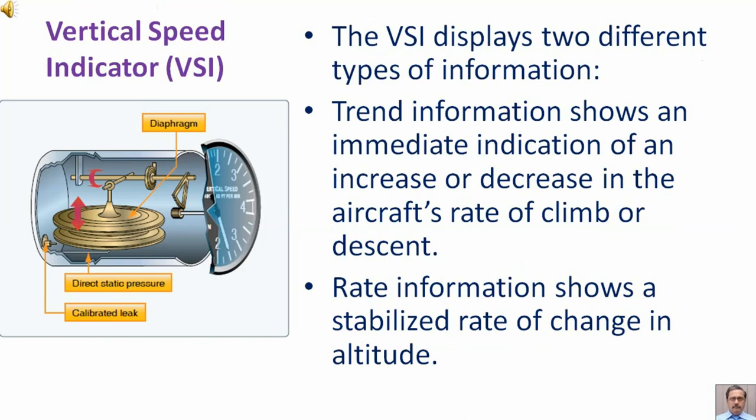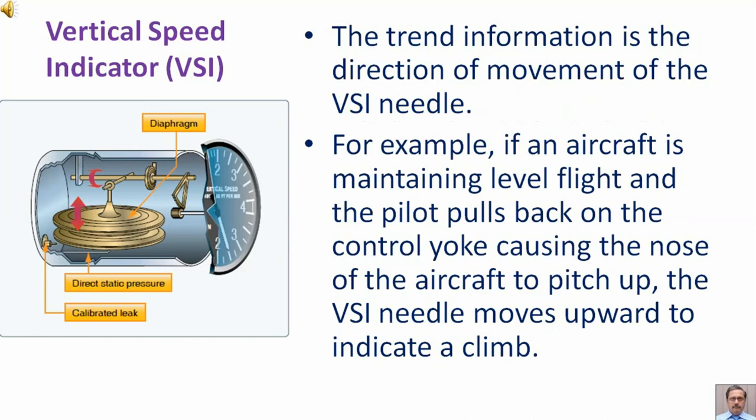The VSI displays two different types of information. Trend information shows an immediate indication of an increase or decrease in the aircraft's rate of climb or descent. Rate information shows a stabilized rate of change in altitude. The trend information is the direction of movement of the VSI needle.